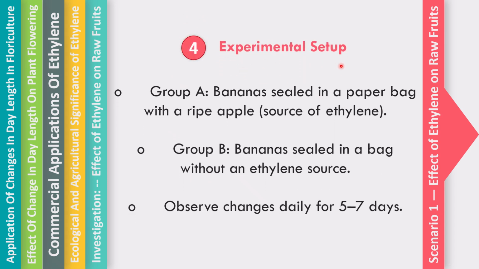Experimental setup. Group A: bananas sealed in a paper bag with a ripe apple as a source of ethylene. Group B: bananas sealed in a bag without an ethylene source. Observe changes daily for 5 to 7 days.